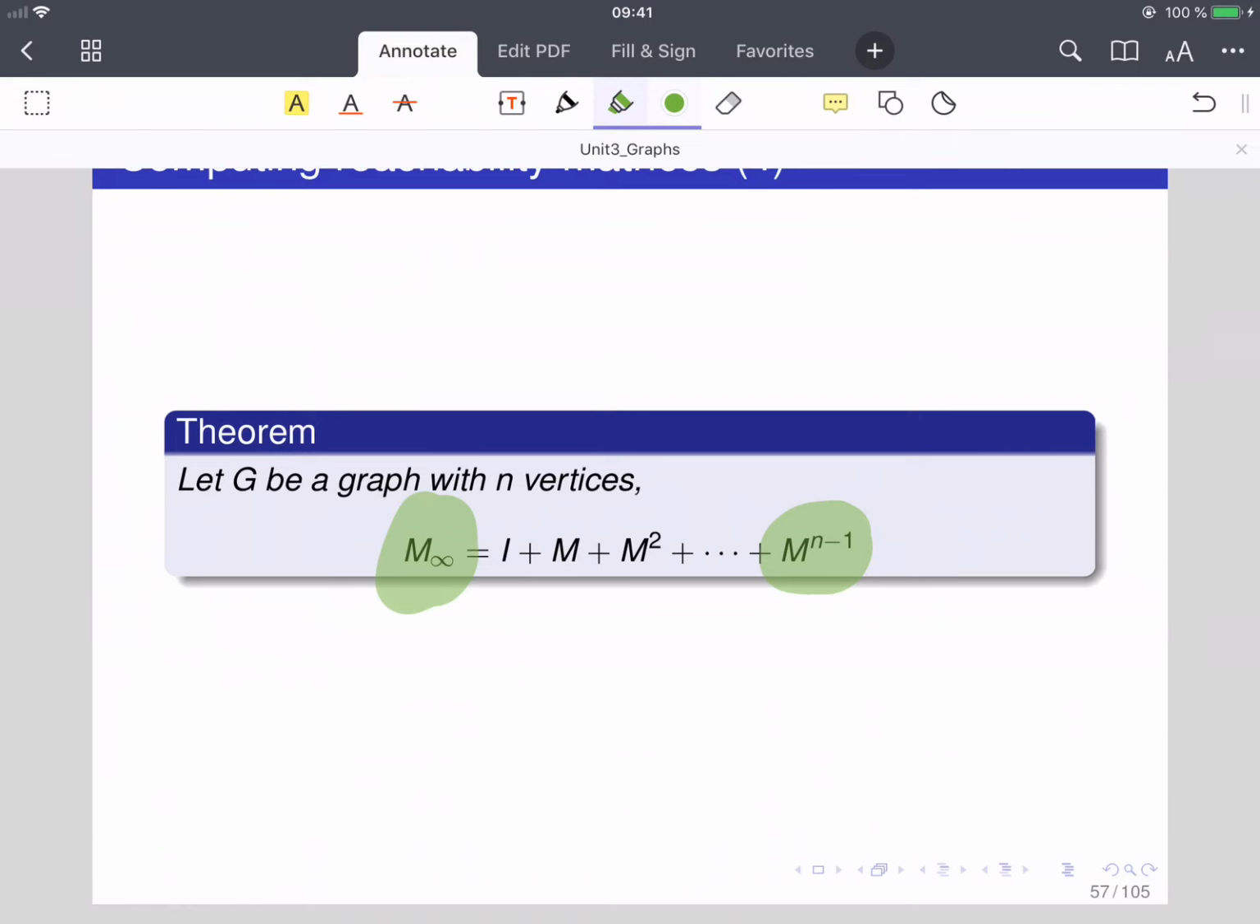Why? Because imagine that we have a path of length greater than n. Since the length of the path is the number of edges, then imagine that we have a graph of 3 vertices, and we have a path of length 3. Then we use one edge, we use another edge, and when we try to use the third edge, we are going to repeat one of the vertices, okay?